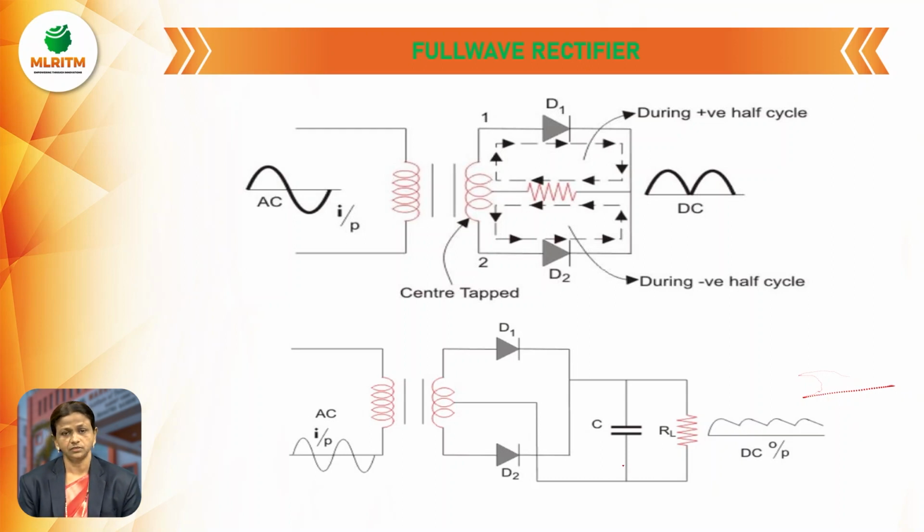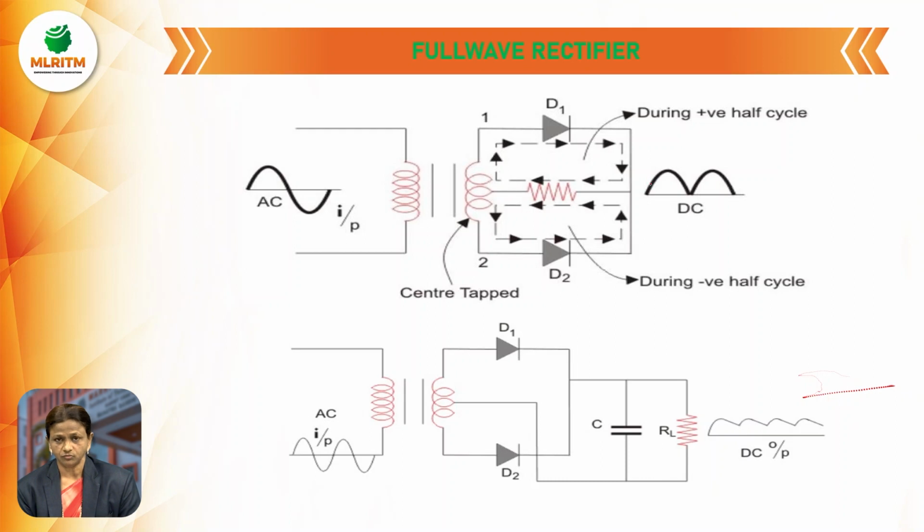Connect one capacitor parallel to the load RL like this. These two cathodes are connected to one single point, and from this point we connect the load RL. For this load RL, connect one capacitor parallel to the load. Again, this is C and load RL, and these two are connected to the center tap. Then what happens if you connect one capacitor parallel to the load RL?